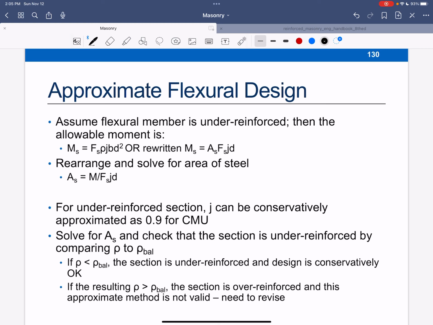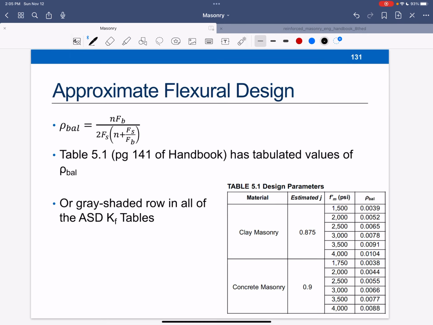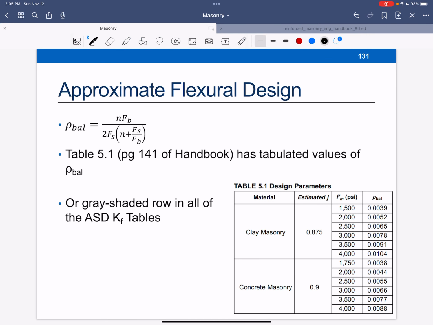I mentioned this briefly, that there's a way you can estimate and just say 0.9 J, or 0.9 as J. In other words, 90% of the height would be equal to approximately D. And you can use that to do your flexural design. I'm not going to go through this because it is not any faster and it's adding to the number of methods you need, and this is an approximate method anyway.